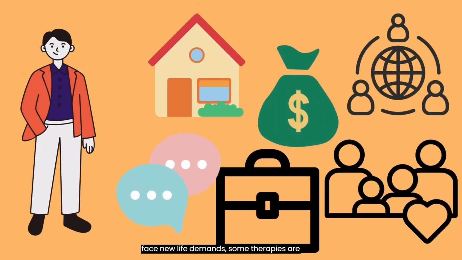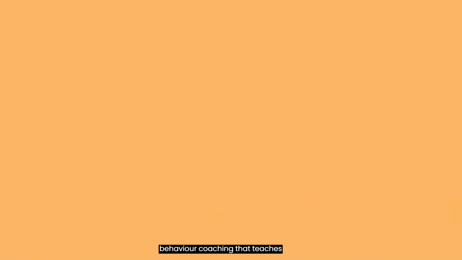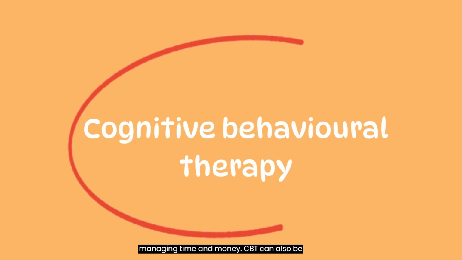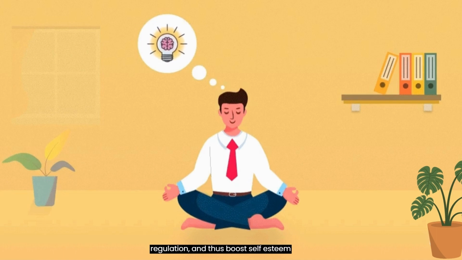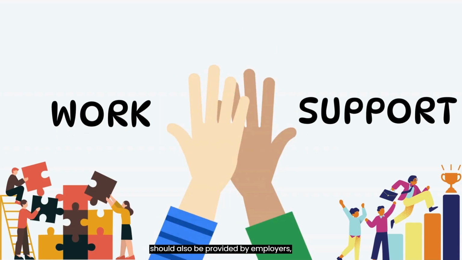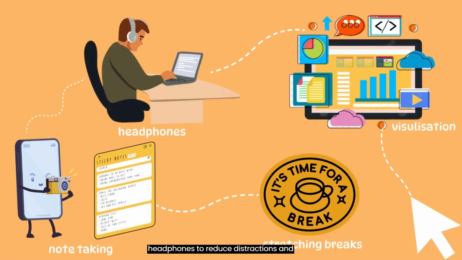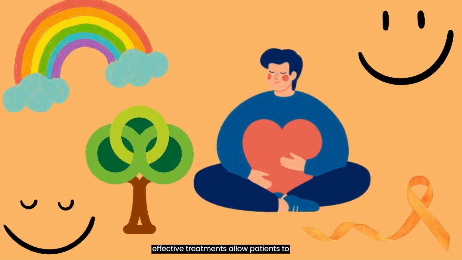As they face new life demands, some therapies are specifically designed for adults, such as behavior coaching that teaches strategies for home organization or managing time and money. CBT can also be used to increase habits and skills needed for executive self-management, improve emotional and interpersonal self-regulation, and thus boost self-esteem and improve quality of life. Work support should also be provided by employers, including the use of visual print and headphones to reduce distractions and provide stretching breaks. Again, although there is no cure for ADHD, effective treatments allow patients to live with minimum impairment and disturbance.